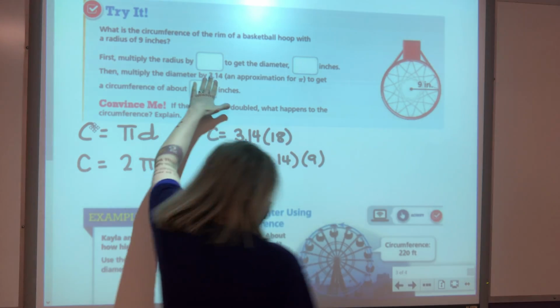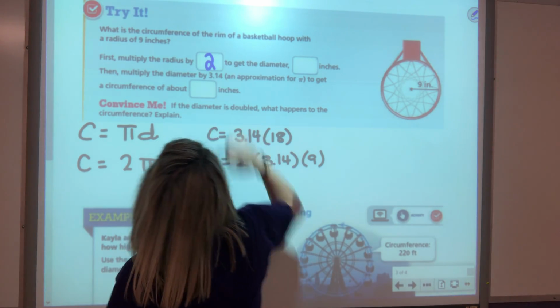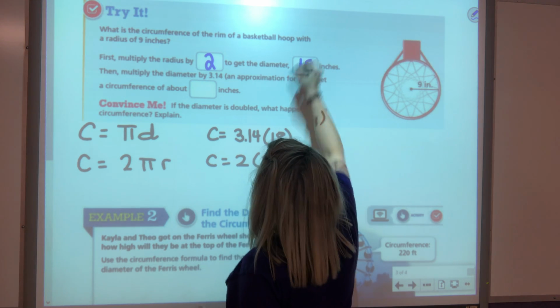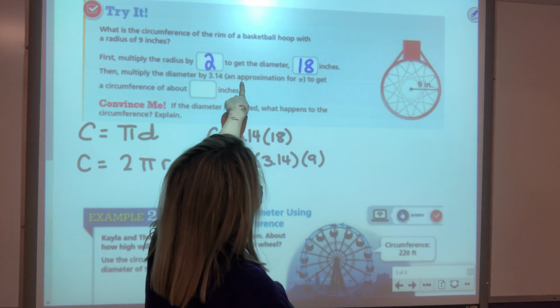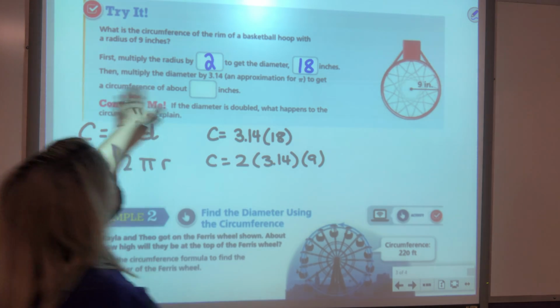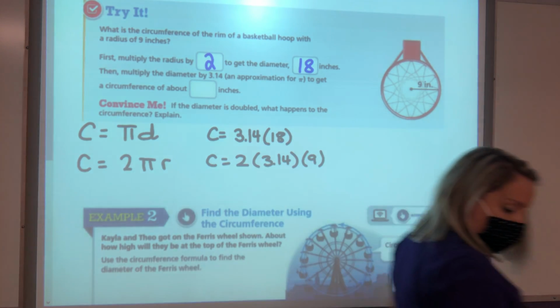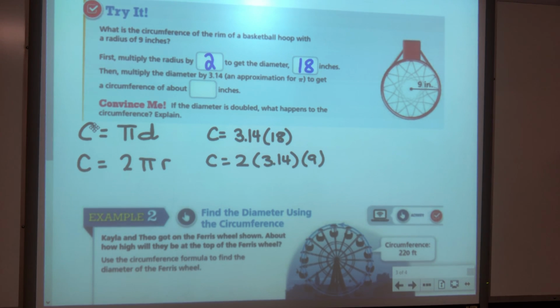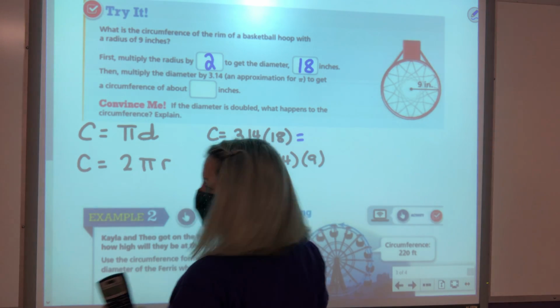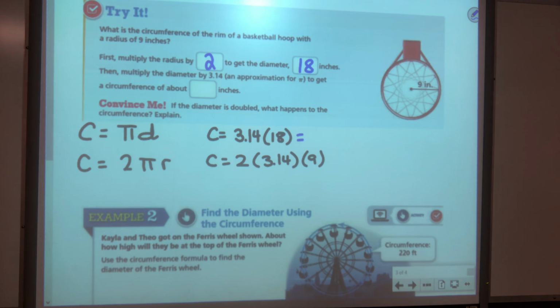So our problem here says first multiply the radius by 2 to get the diameter, which is 18 inches. Then multiply the diameter by 3.14, an approximation of pi, to get the circumference. So if I do that, 3.14 times 18. 56 and 52/100?